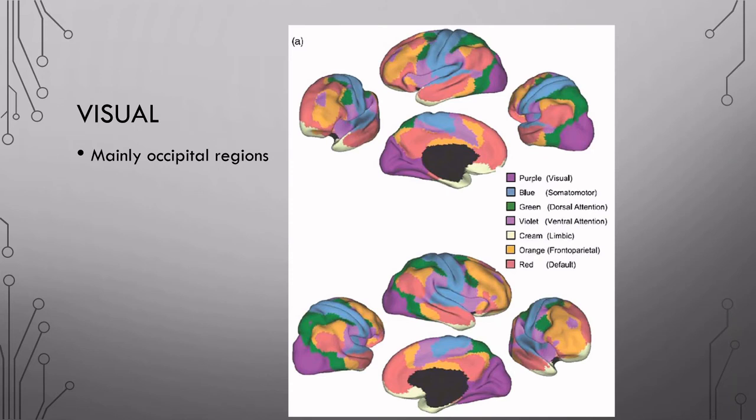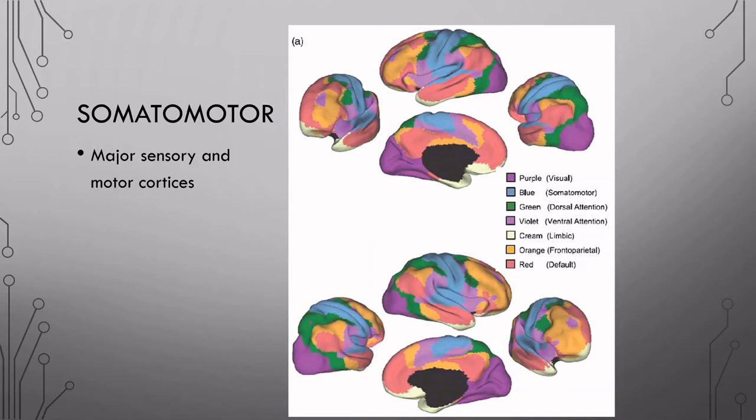There are other resting state networks, and about 7 that you should be aware of. There's a visual resting state network shown in purple here, and this is mainly in occipital regions and deals with types of visual processing. There's a somatomotor resting state network, and this is shown in blue. These are in the major sensory and motor cortices in the brain, and as you'd imagine, this deals with processing of our sensory systems and motor processing.